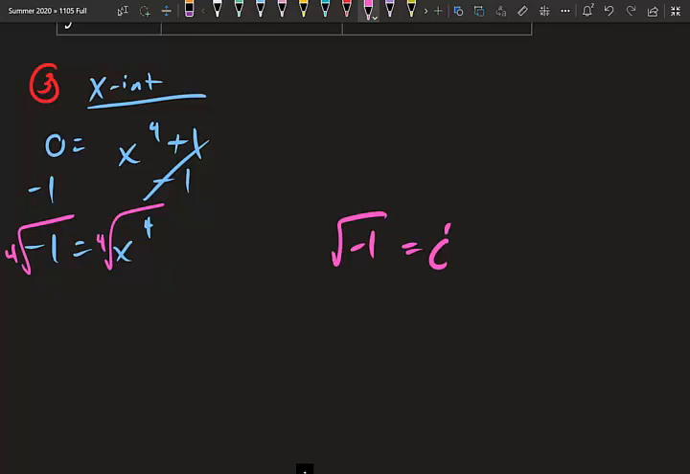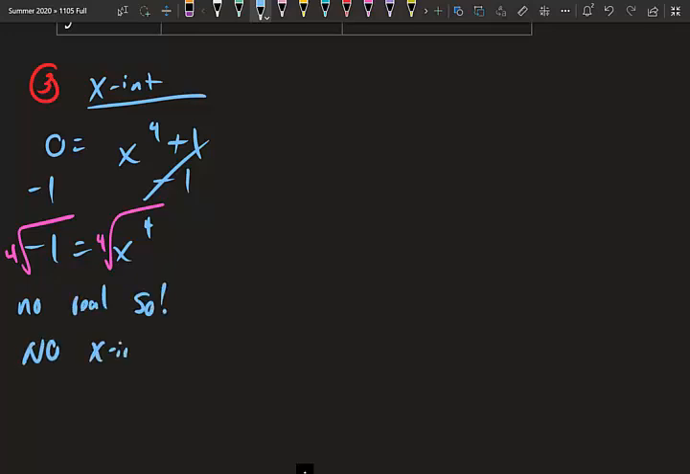Yeah, if we haven't talked about that in a long time. So it's the same reason, because that's a little 2. So even roots do not have real values. So meaning, since you can't solve this, it's no real solution. Since that's the case, there is no x-intercept. It's imaginary.